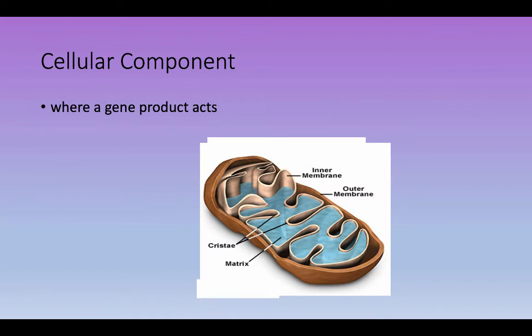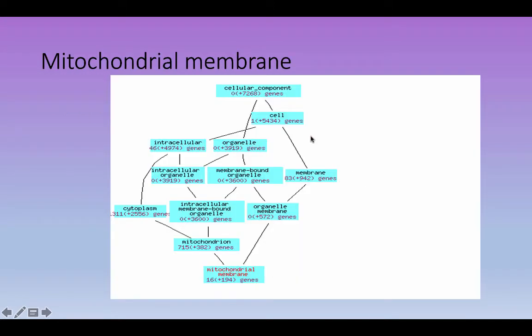We could think about the cellular components where a gene product acts. It's pretty straightforward. For instance, we could say, is it on the inner membrane? Is it on the outer membrane? Is it in the crystalline matrix? Or is it just throughout the mitochondria?